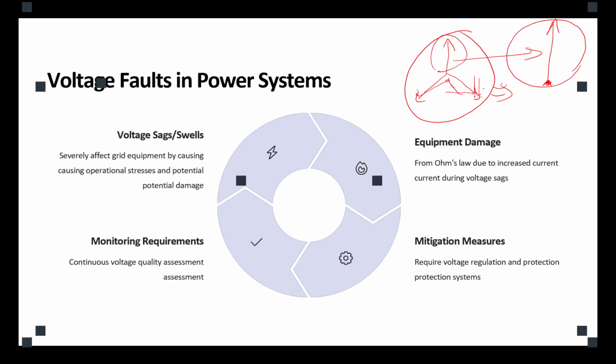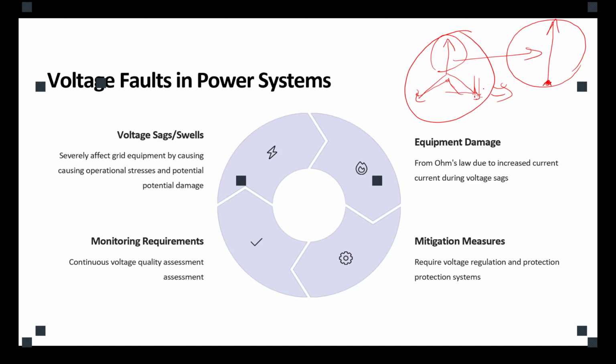Heat. Because if we increase the current, that means we are increasing the power loss. That means we are increasing the heat, and the heat is going to burn down our equipment, our insulations. Okay, so if a fault happens, we are going to have voltage sags, voltage surges, equipment damage.